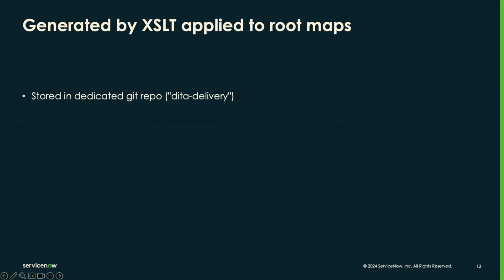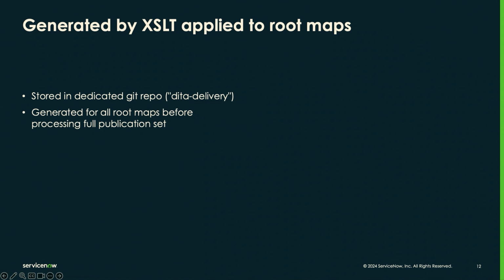So we have a dedicated Git repository, which we cleverly call DITA-delivery, which holds these generated key def maps. And then when we publish the full document set, what we call a full family set, because our versions are called families, we generate all of the delivery key def maps from all the route maps first, and then we publish all the route maps to wherever they're being published to. So that's the 1.5 pass process. The generation of delivery key def maps is the half pass, and then the full publication is the full pass.